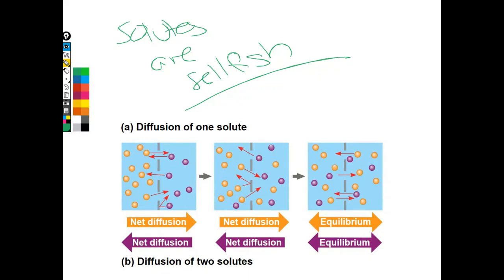So if we look at the example that I have, the orange particle is only going to follow its own concentration gradient. It has an area of high concentration on the left. And our purple particle has its own concentration gradient, entirely separate and independent of the orange particles. It has a high concentration on the right.